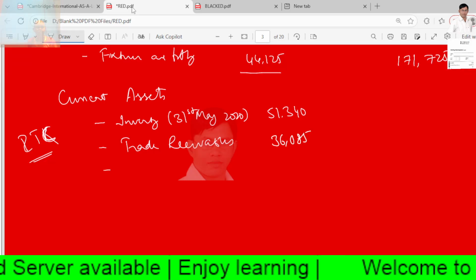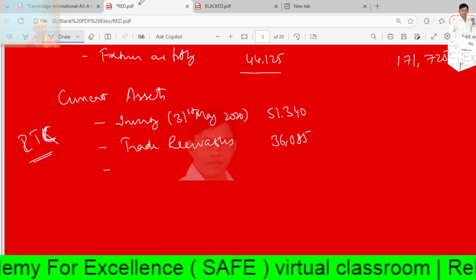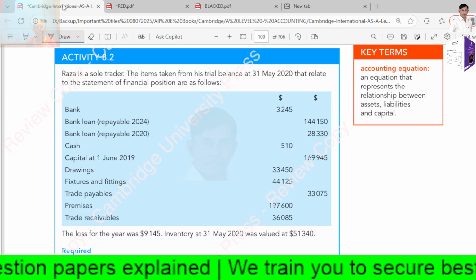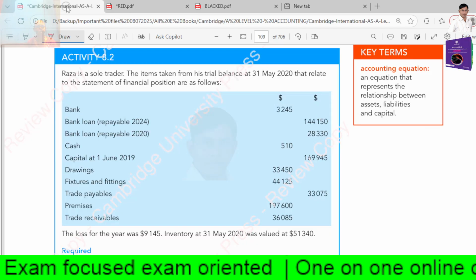So then next one, cash balance. Cash balance is there, bank balance is there. Yes, cash and bank balance. So what is the bank balance? Bank balance 3245. What is cash balance? Cash balance is 510.